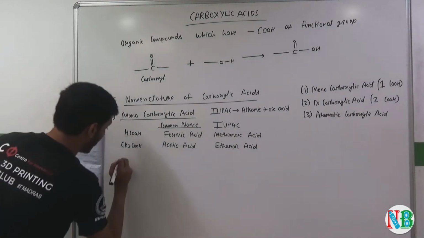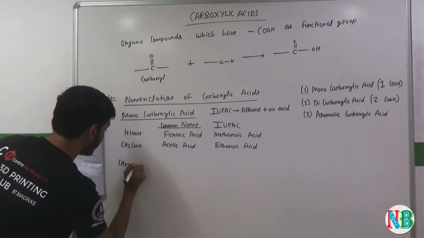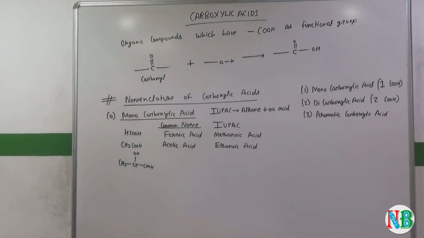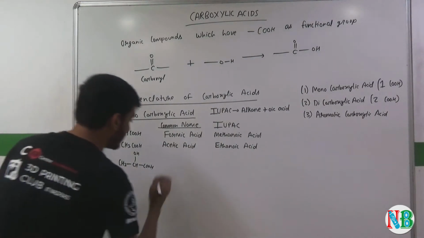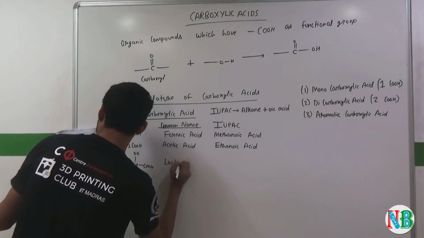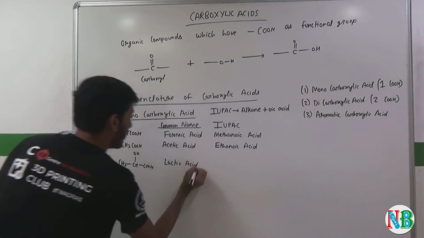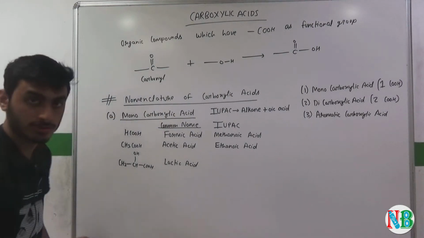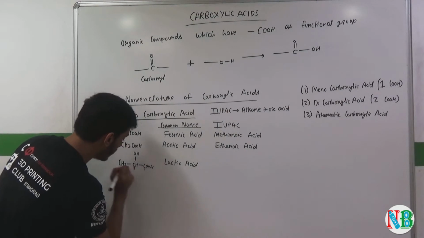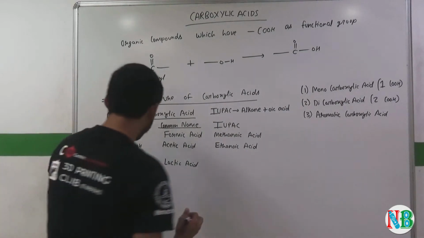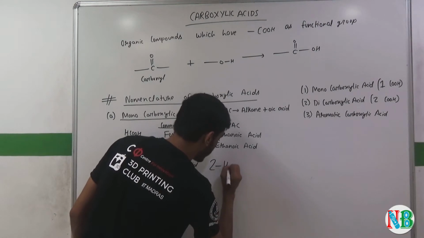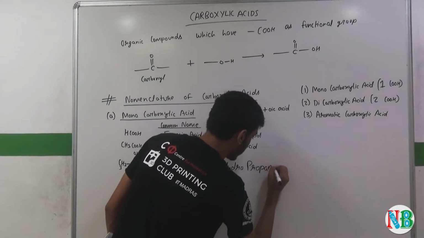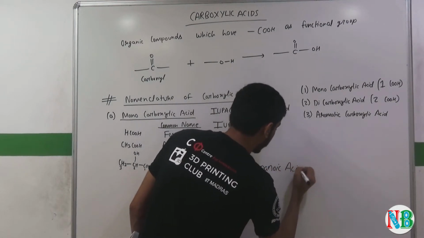Suppose we take one more example, something like CH3, CHOH, and then a COOH. Now this acid has a common name of lactic acid. If you have to name this acid, the COOH will always have number 1, then 2, then 3. So it will be 2-hydroxypropanoic acid. Okay.